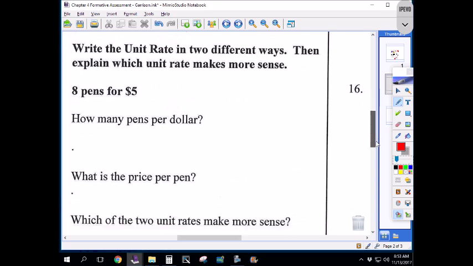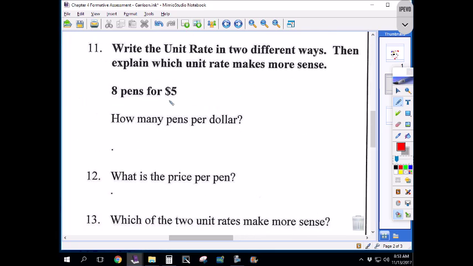Let's keep going. Okay, number 11. Write the unit rate and then explain which unit rate makes more sense. Well, it says right here how many pens per dollar. So you had to do a proportion, first of all. If you didn't do a proportion, mark it wrong right now. Now, since it says per, we know we're doing unit rate. And since it says per dollar, that means for number 11, you had to put dollars on the bottom. If you didn't have a proportion, and if you didn't have labels, it is wrong. I would take off half points on the summative. For the formative, it's wrong.